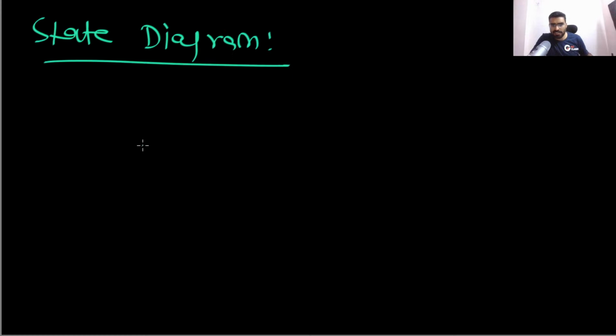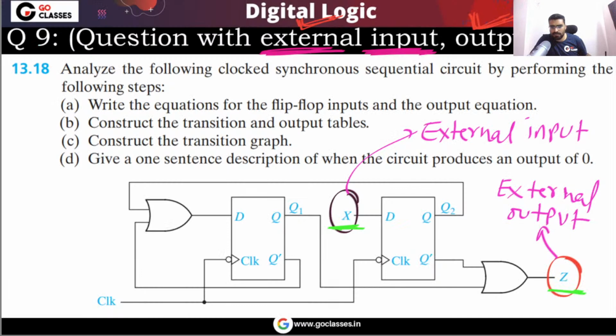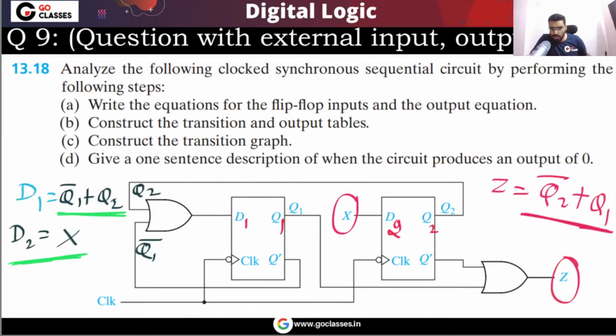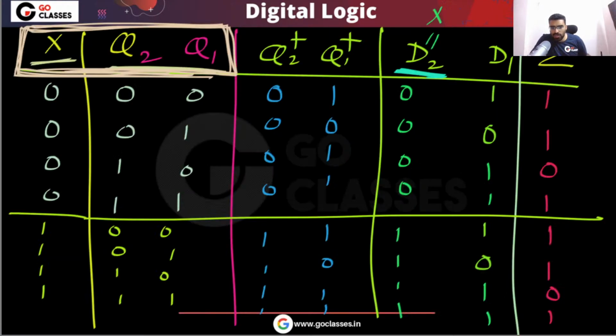Now you can very easily create all the equations. First of all you can create the state diagram. So tell me what will be the state diagram. In the state diagram what will happen? First you tell me, in any state how many bits are there? You have 2 flip flops, so only 2 bits will be there.